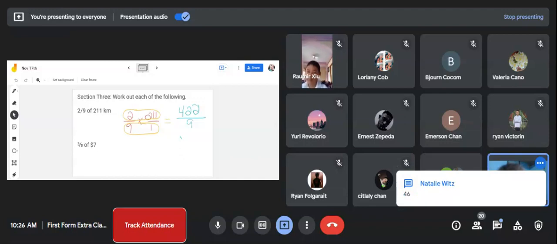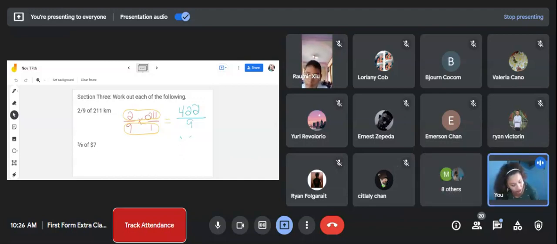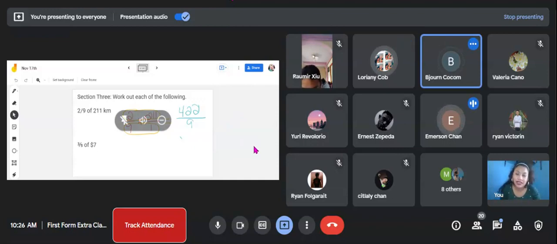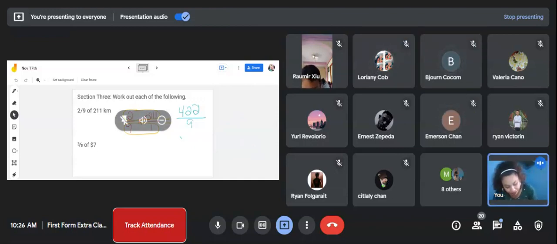When we do 422 divided by 9, if you have your calculators, that's good. The answer should be what? It's 46. Very good. Your answer should be 46.